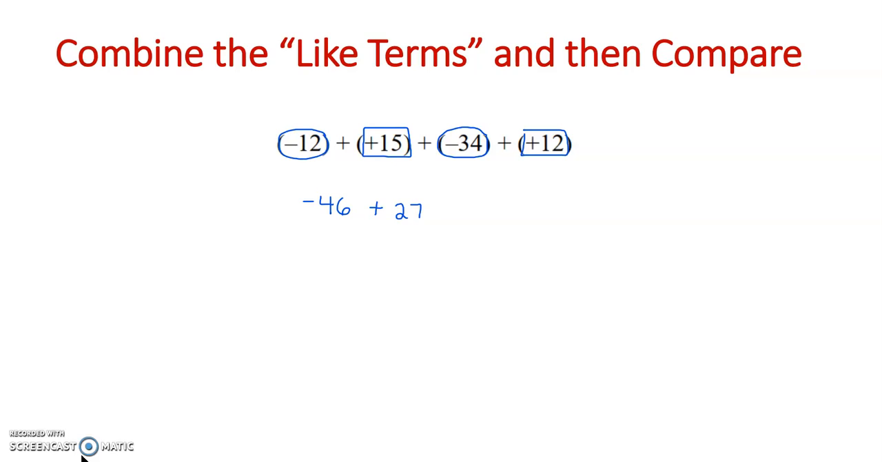Now I can compare. I can ask myself, which one do I have more of, negative or positive? Well, I have more negatives than positives, so my answer will be negative. And how many more, I determine through subtraction. And sometimes the subtraction you do mentally, and sometimes you do some scratch work on the side to come to the right conclusion. So here we're going to come to a difference of 19. So our answer will be -19. We have 19 more negatives than positives.